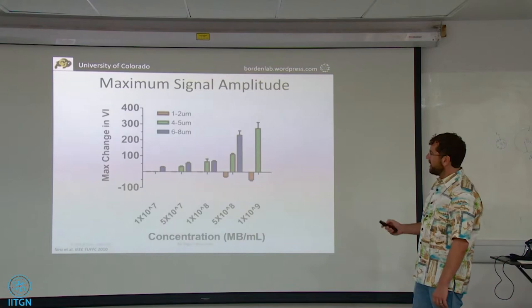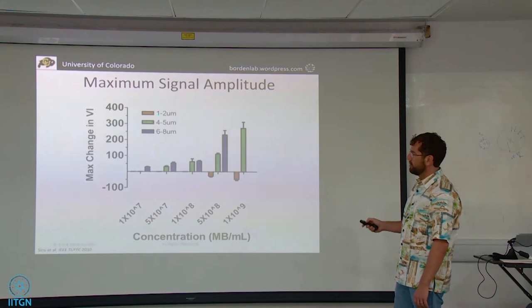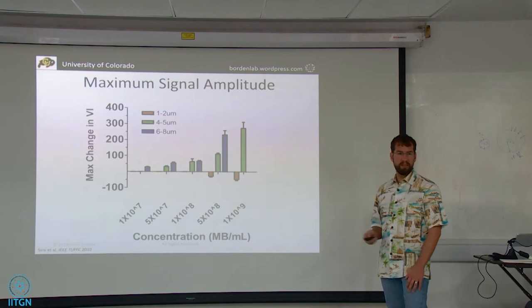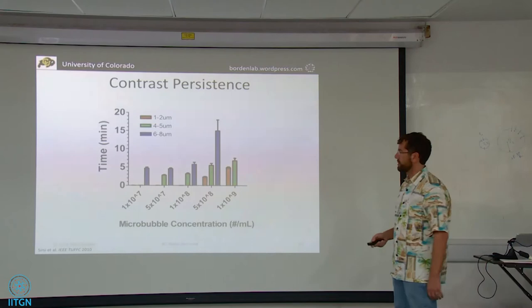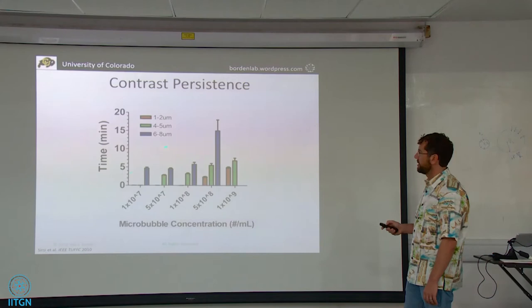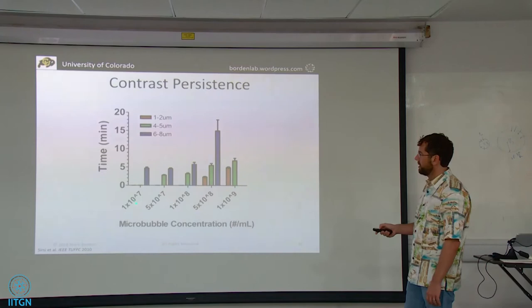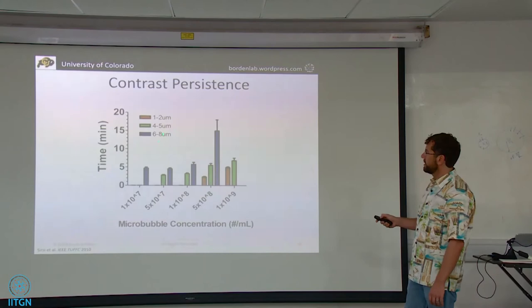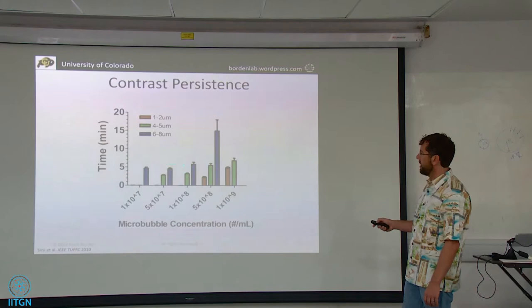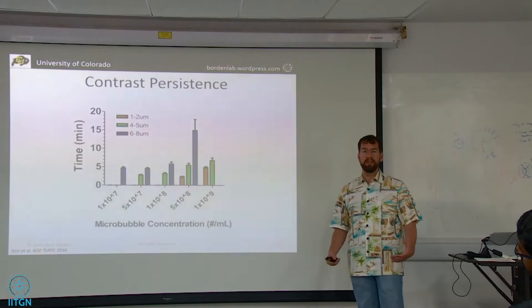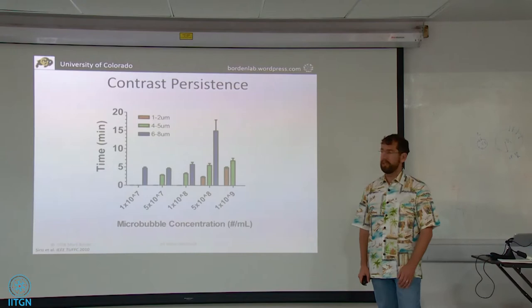Again, recall that a large proportion of the contrast images are this size. This is contrast persistence, the lifetime of the bubbles, in particular how long the bubbles are circulating, versus microbubble concentration, the number of microbubbles per milliliter, again ranging from 10⁷ to 10⁹ microbubbles per milliliter. The 6 to 8 microns provide a pretty significant and steady contrast of about 5 minutes. At the high concentration, they go all the way up to 15 minutes, which in a mouse is a long time. That's a long period for circulation.